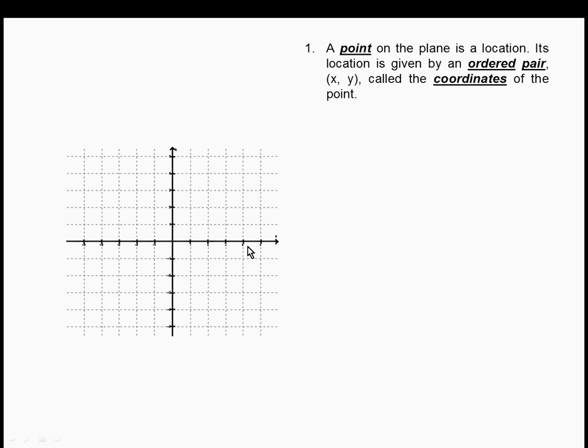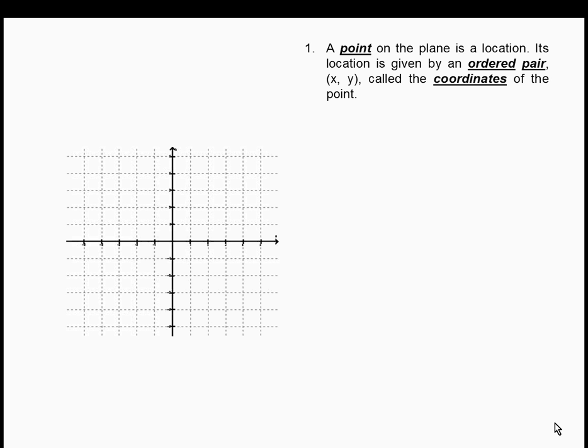Okay, this is a smaller picture of the same thing. A point on the plane is a location. Its location is given by an ordered pair (x, y) called the coordinates of the point. It's always (x, y), it's always in parentheses. You must enclose an ordered pair in parentheses. If you've not enclosed it in parentheses, it's wrong. Okay, x is always first, then y. It's alphabetical order. If for some reason you see a plane that's not using x and y to label the coordinate axes, it could still be called the plane, but the ordered pairs are in alphabetical order. Like if you have p and q, p is first, then q. If you have a and b, a is first, then b.